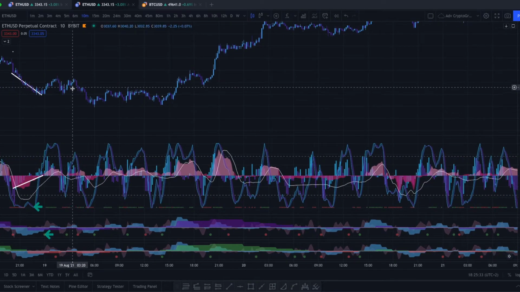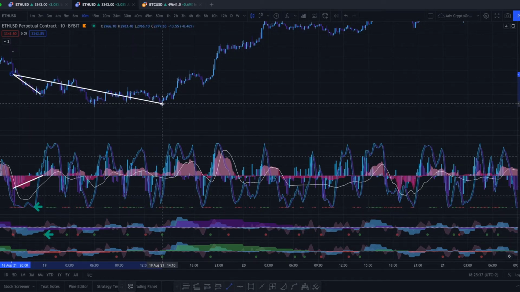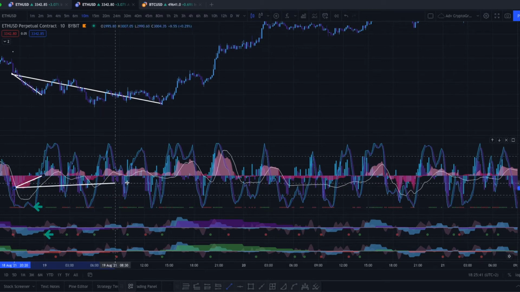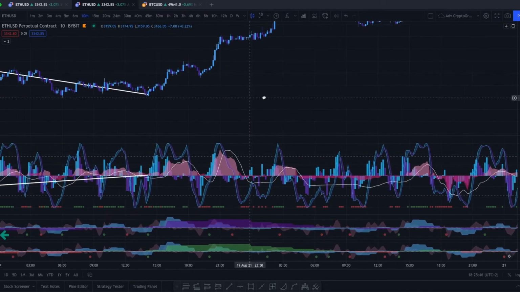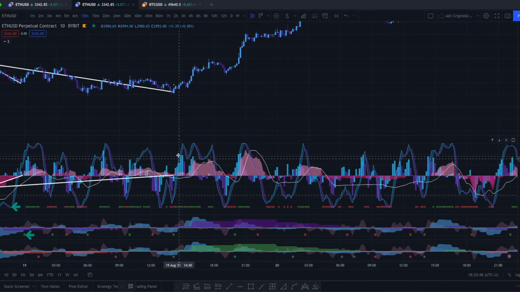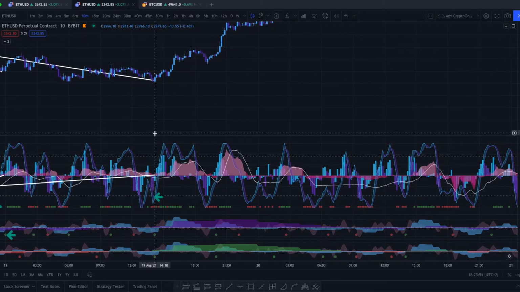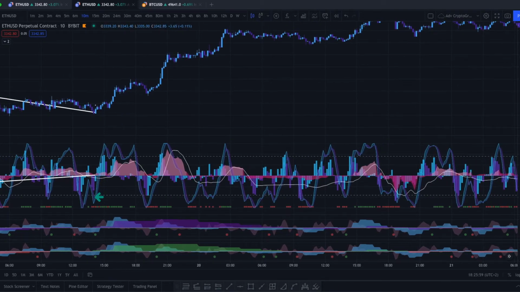Oh, you can see there's even a bigger divergence right here. It starts right here, goes until there. TSV is coming from there to there. Also, we get a cross on the step 3 on the stochastic RSI, and we get 2 green dots even on CG3 and 4, and we get a big move over 6%.